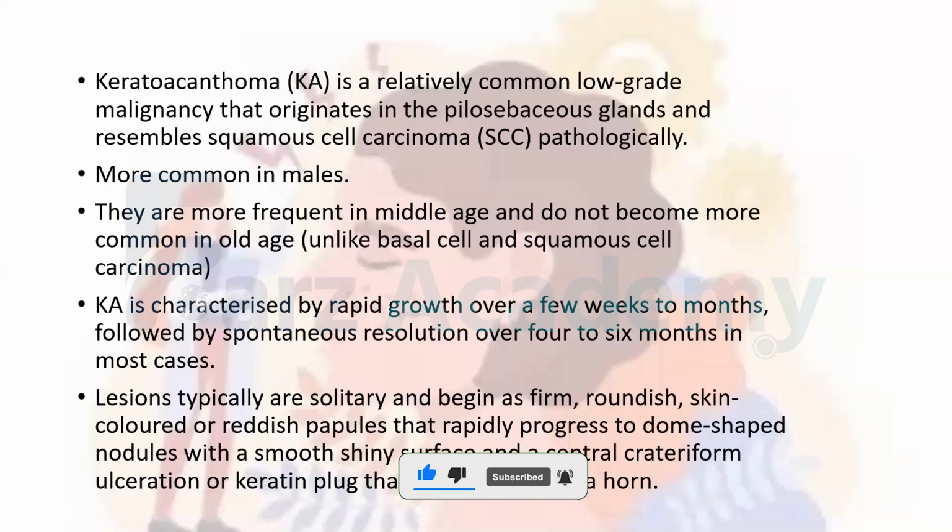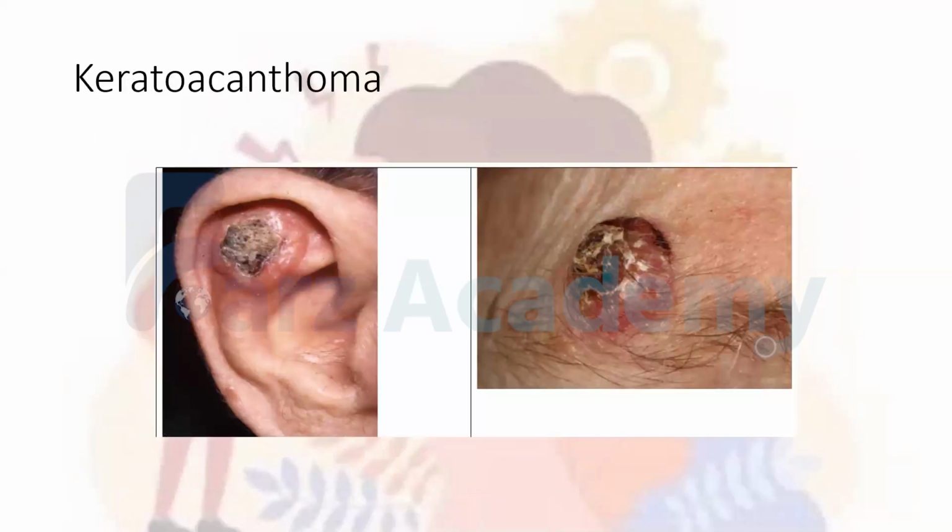So, how does it start? It usually starts as a solitary, small lesion, has rapid growth, and most commonly is self-resolving in 4 to 6 months. Lesions typically are solitary, firm, roundish skin lesions with a reddish papule appearance, like I showed in the previous slide. They rapidly progress to a dome-shaped nodule with a smooth, shiny surface and a central crateriform ulceration or keratin plug. This is very important for you to remember: shiny surface with central ulceration and a keratin plug that projects like a horn. You can see in this image, this is how it looks.